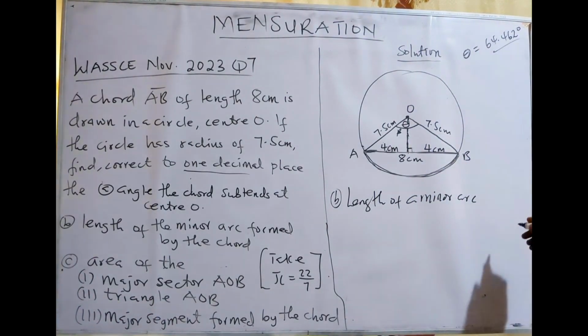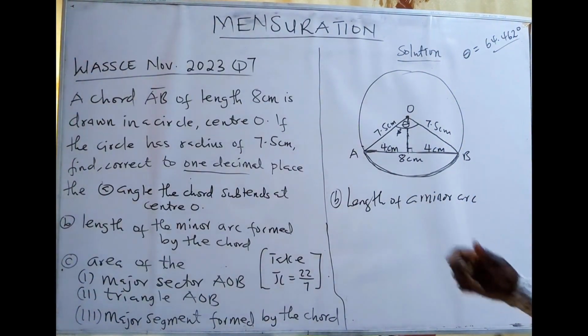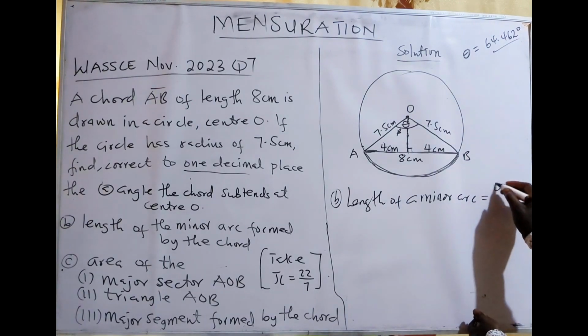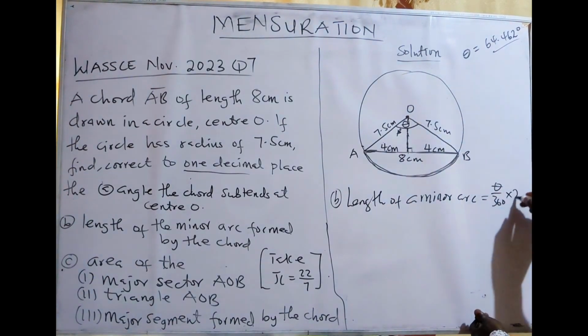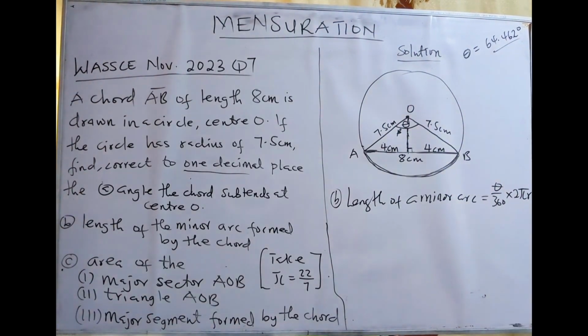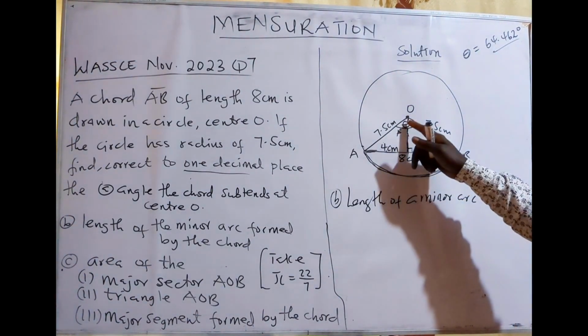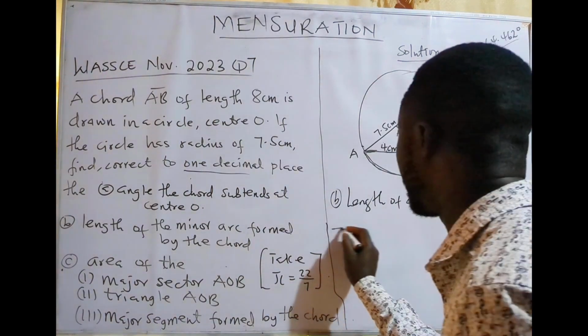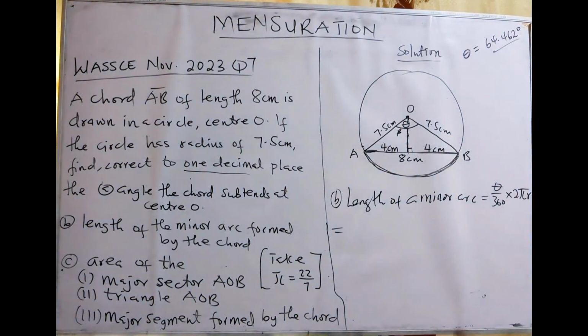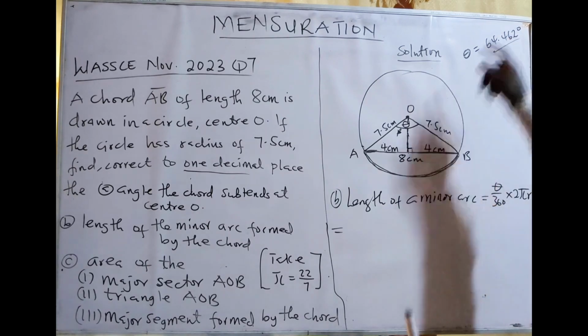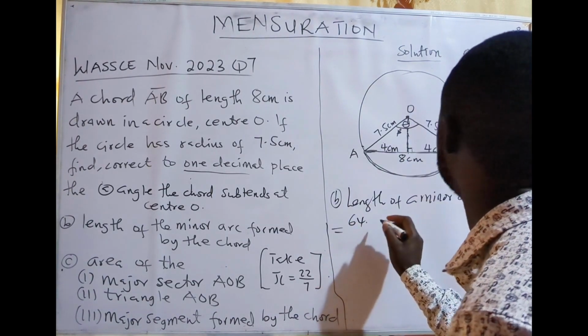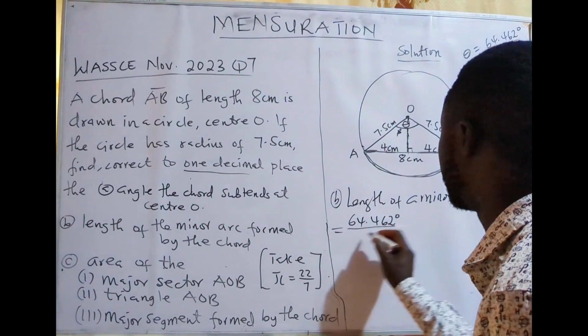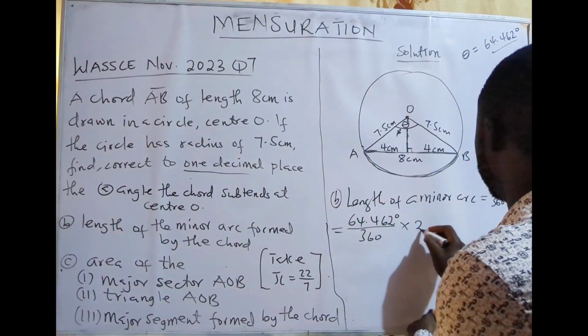An arc is a portion of the circumference of a circle. So the length of the minor arc is theta on 360 times 2 pi r. That is the angle the arc subtends at the center divided by 360 times 2 pi r, which is the circumference of a circle. When you visit our lesson on mensuration, all this has been taught there. So what is the angle at the center? That is 64.462 degrees over 360 times 2 times pi.